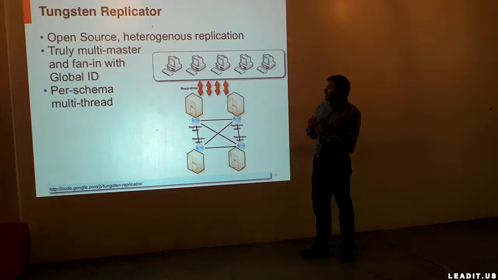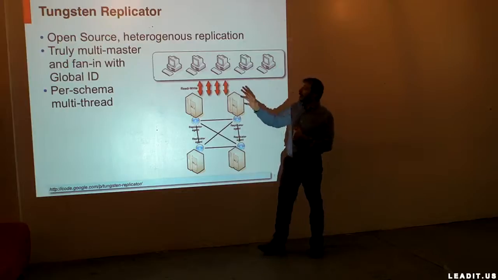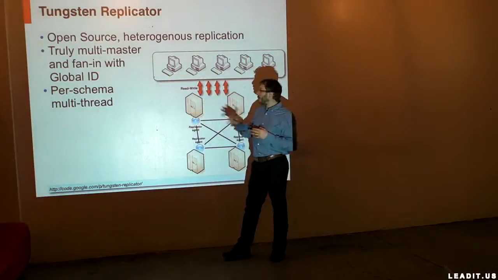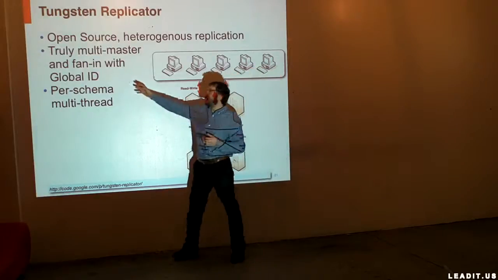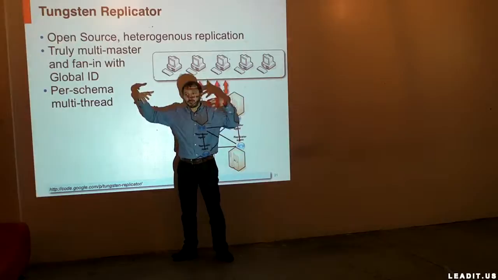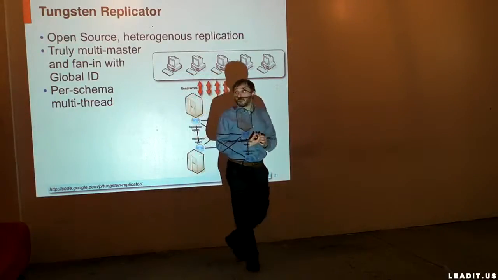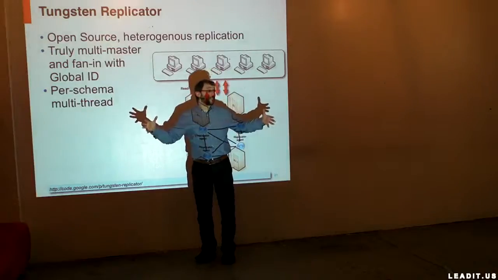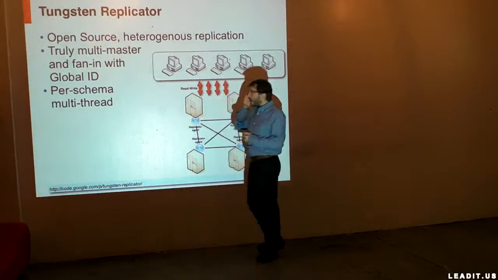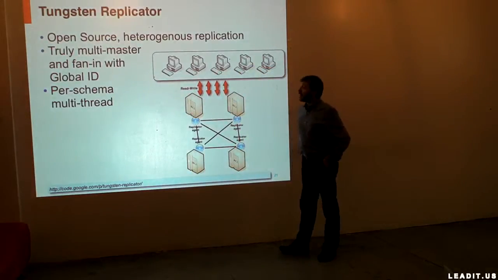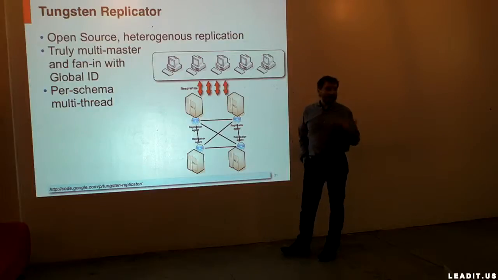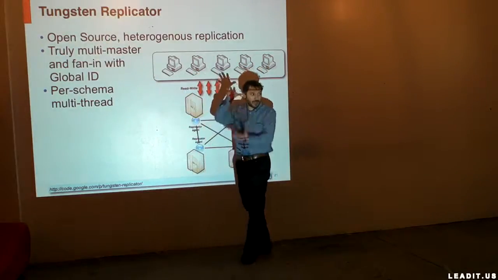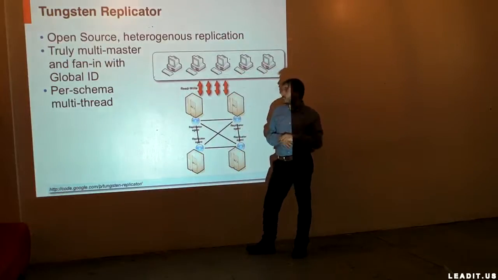What it does is create a replication that is a truly multi-master replication, where you can replicate from multiple servers, and you can also create what is a so-called fan-in, meaning that you can have more than one master replicating to one slave. Why? Because we have the concept of the global ID that identifies each transaction within a cluster of nodes. And that is, of course, a great thing. It also provides parallel replication, which is something that is missing in the standard MySQL replication. It's per schema, so of course you can have a great advantage from this if you have many schemas and you want to do the operations in parallel per schema.